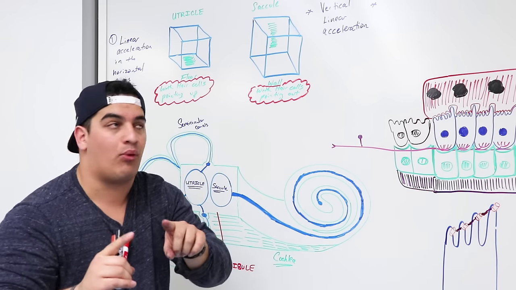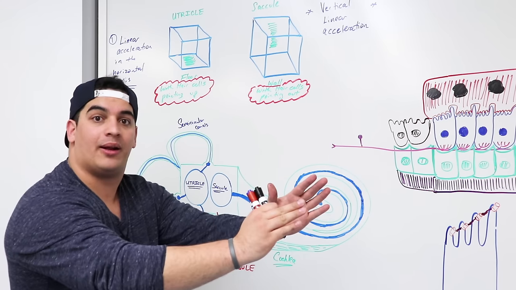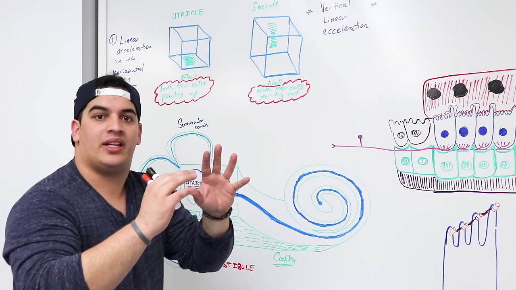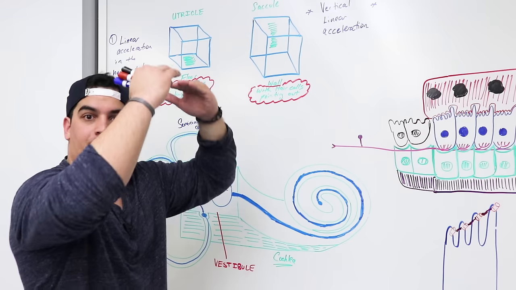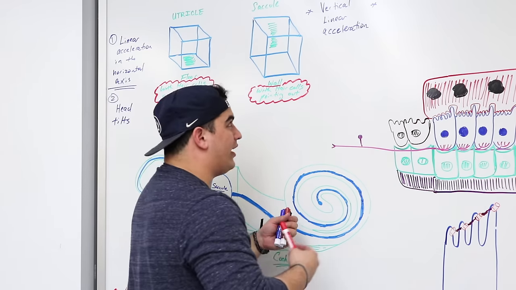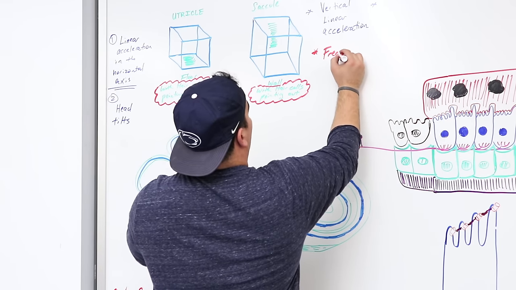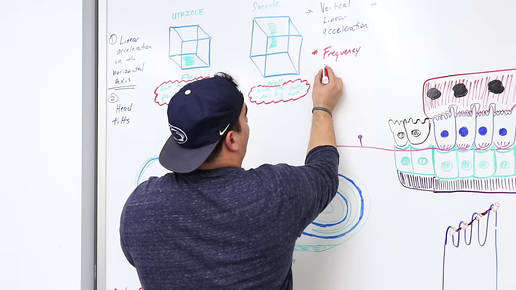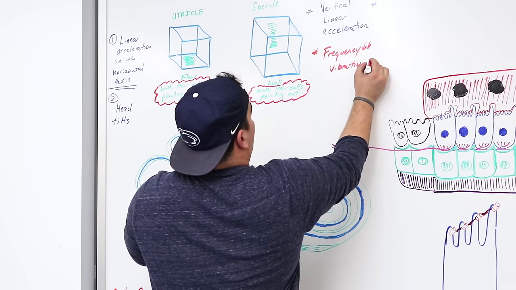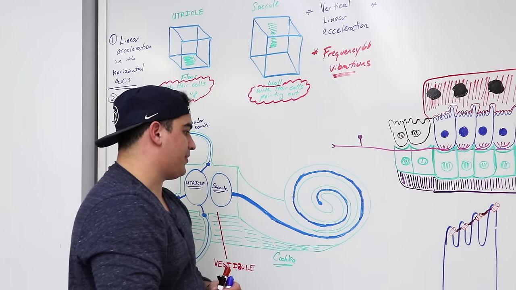The reason why this is important is because the utricle responds to linear accelerations within the horizontal plane and head tilting, whereas the saccule responds specifically to vertical acceleration. And they also say they can respond to low frequency vibrations. This is not as super important, but certain textbooks say that it can respond to very low frequency vibrations.